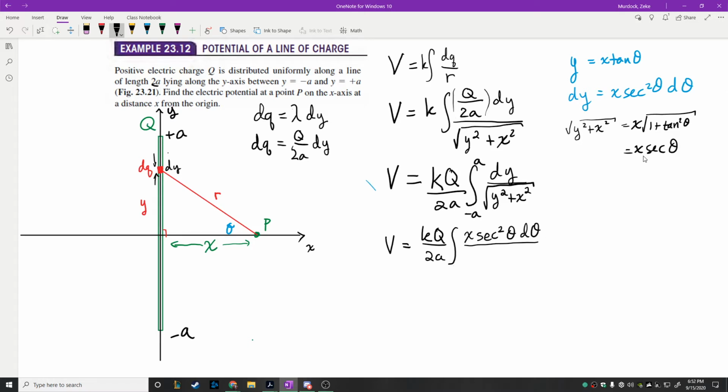And this is one you could think of in the following way. If you look at this picture right here, we know that r cos theta is equal to x, which means that r is equal to x secant theta, right? And that's r right there. The square root of y squared plus x squared is r, so this is definitely true. So our denominator now becomes x times the secant of theta.